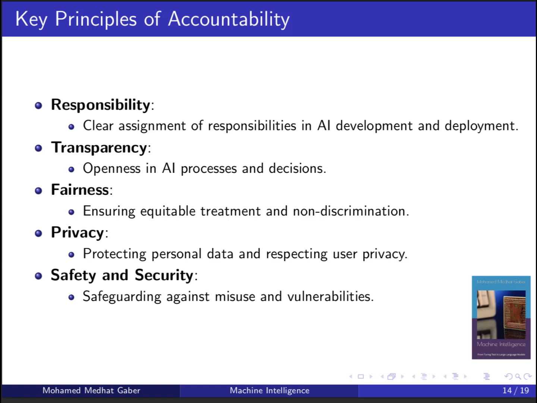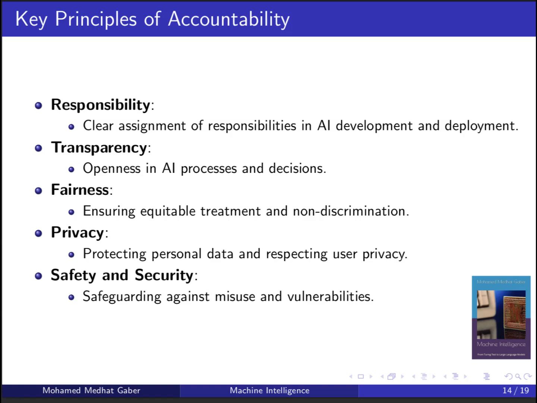Transparency is critical for accountability, as it allows stakeholders to understand how decisions are made and to evaluate the fairness and appropriateness of those decisions. Openness in AI processes and decision-making fosters trust and enables oversight, ensuring that AI systems are used responsibly.